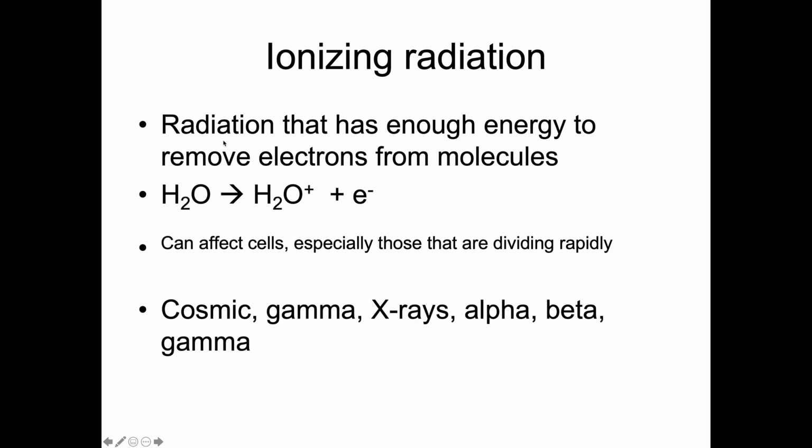Okay, and so what it can do is it can do damage to tissue because it knocks electrons off of things or it can break chemical bonds. And it can affect cells, especially those that are rapidly dividing, because rapidly dividing cells are doing a lot of protein synthesis and DNA synthesis and things like that, and so there's a lot more chemical reactions going on. Okay? And again, ionizing radiation, cosmic rays, gamma rays, X-rays, alpha, beta, gamma are all ionizing radiation.